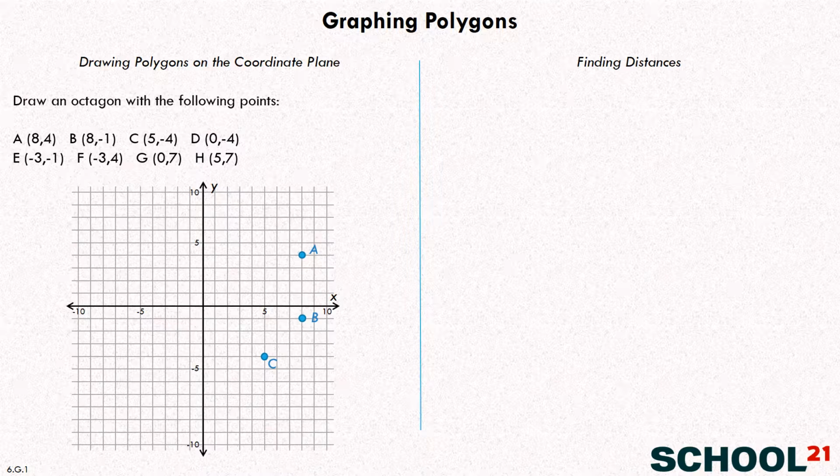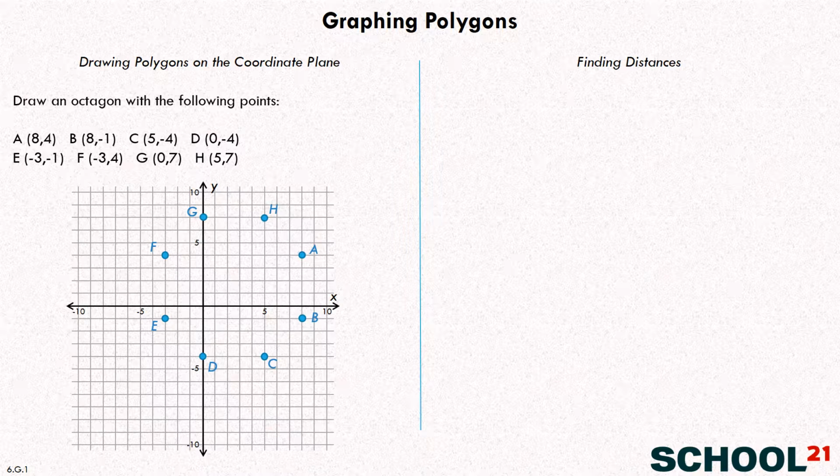So D is at 0, -4. What do we know when x is 0? Where is that going to be on the coordinate plane? In the middle. It's going to be in the middle on the y-axis, right, where the D is. Okay, and E we just put in at, it looks like, -3, -1. F is going to be at -3, 4, so it'll be just above E. And then G will be at 0, 7, also on the axis. And then finally H is going to be at 5, 7. Okay, does that look like it's shaping up to be an octagon?